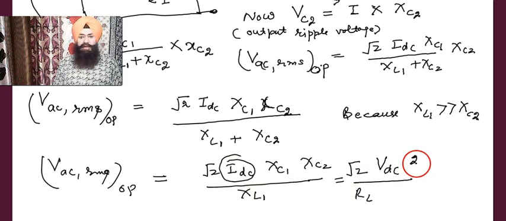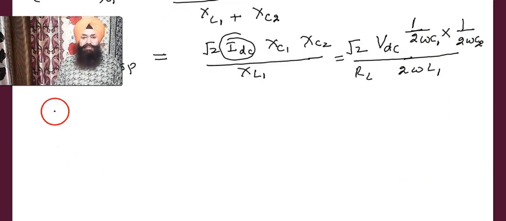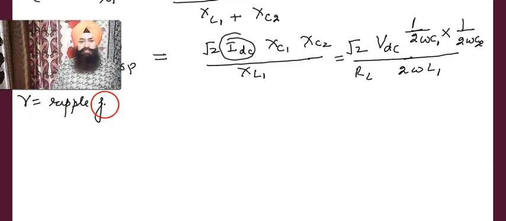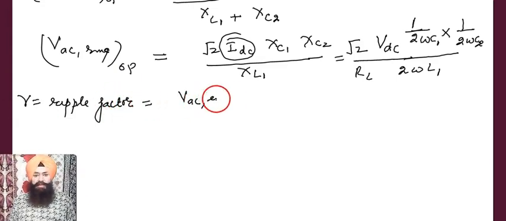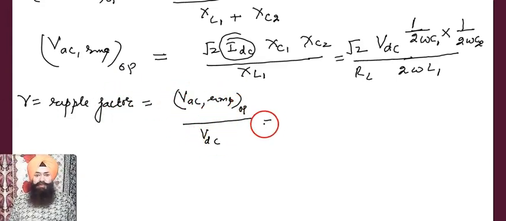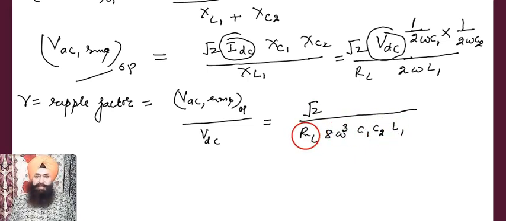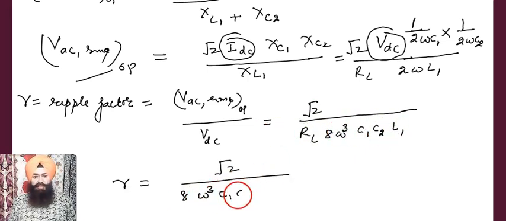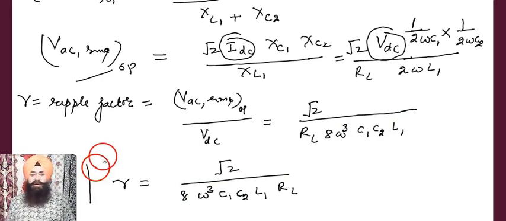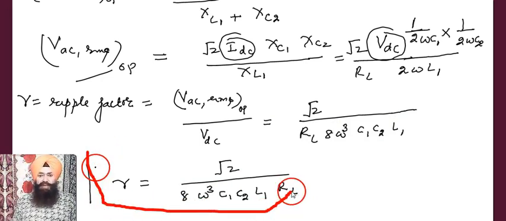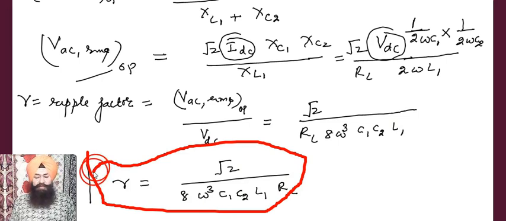So substituting the values of reactances, gamma, which is the ripple factor, that is the RMS value of AC over DC. So DC is taken to the left hand side. Ultimately the expression becomes like this. It's a very important expression. Now this is the final expression of the ripple factor for the pi filter. Just I am concluding.